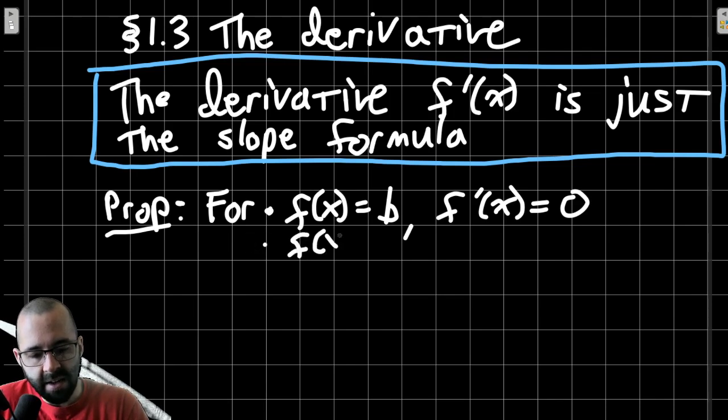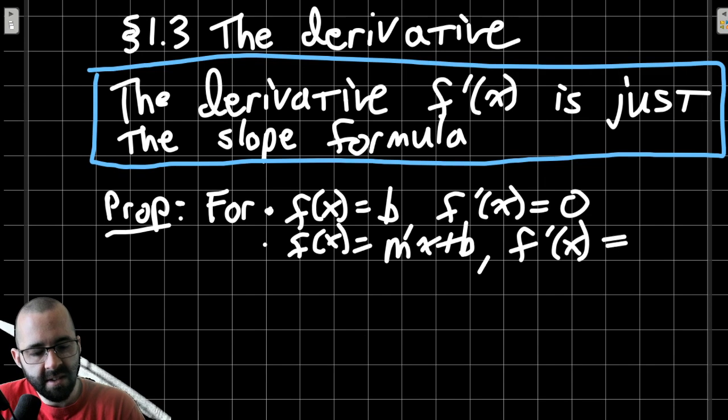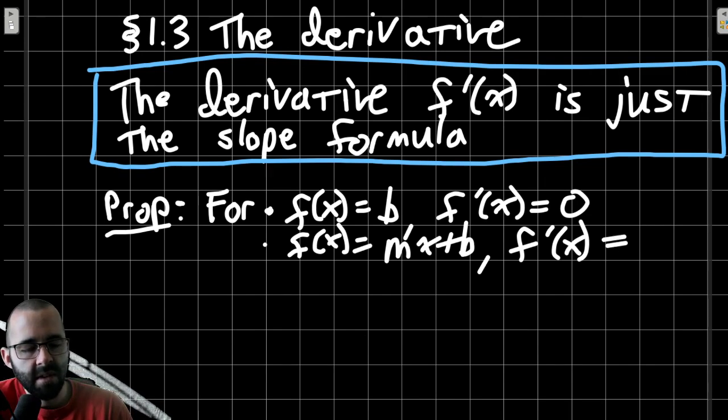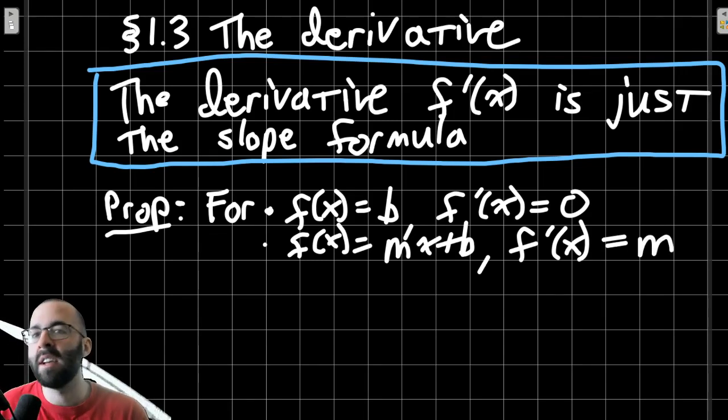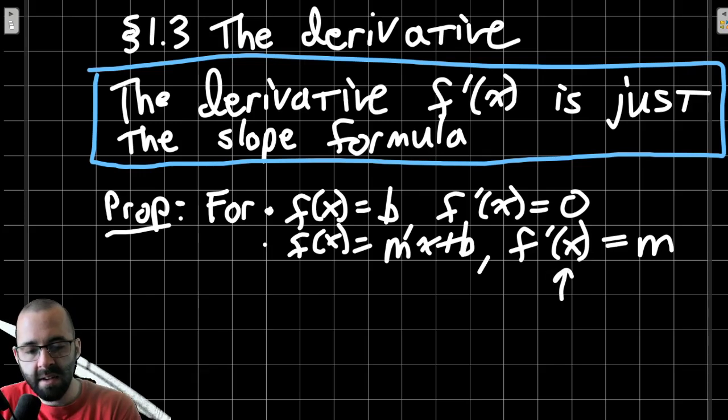If we have a line, f of x is equal to mx plus b, well, we know the slope of a line. You don't need calculus to answer this question. What is the slope of that line? Well, the slope of that line is m. And remember, the slope is the derivative. And again, it doesn't matter where you are on that line. No matter where you are on the line, the slope is always going to be the same, and it's going to be that m.